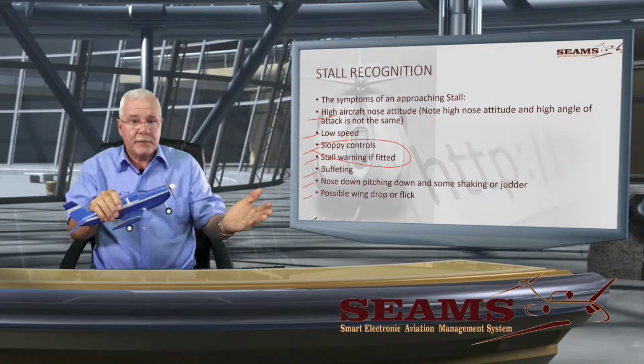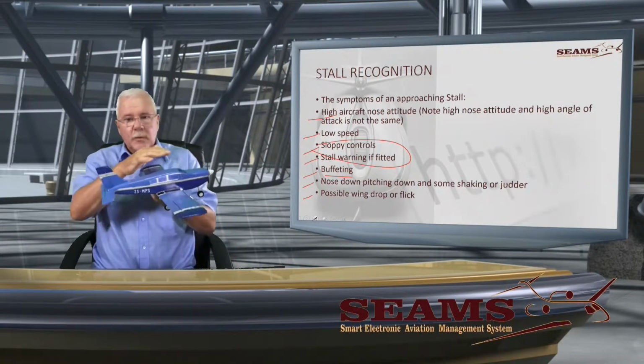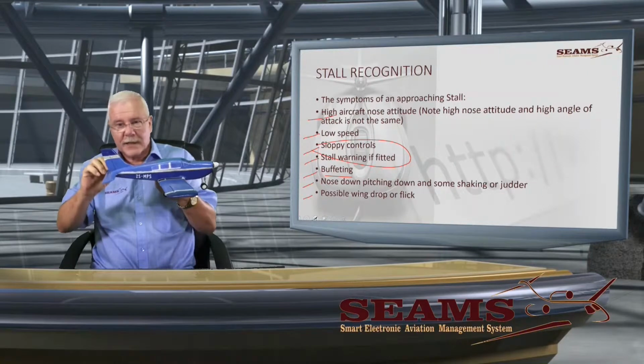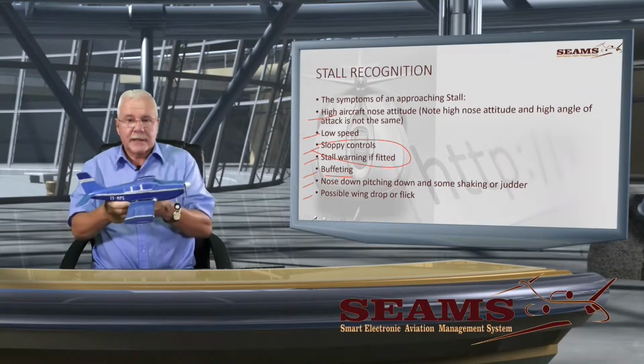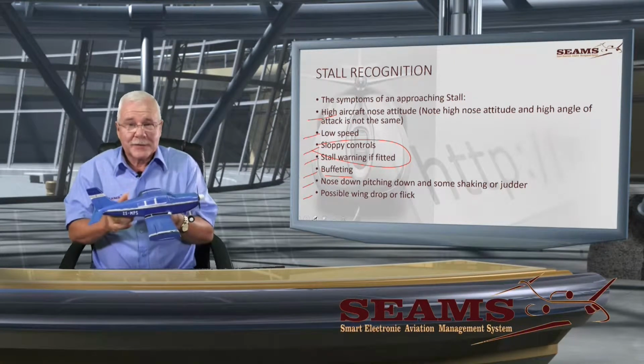Stall warning, only if it's fitted. All right, buffeting. Normally with your high wing, there is a downdraft, or a downflow, induced flow behind the wing, and that comes here, and that will shake the tail a little bit. Some aircraft you just don't feel it.